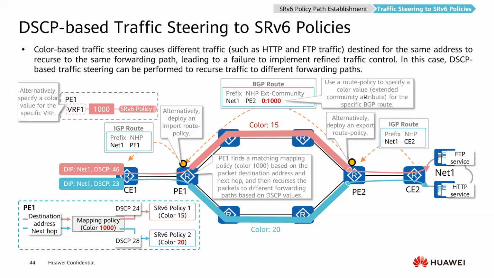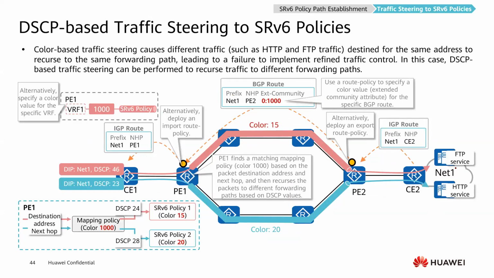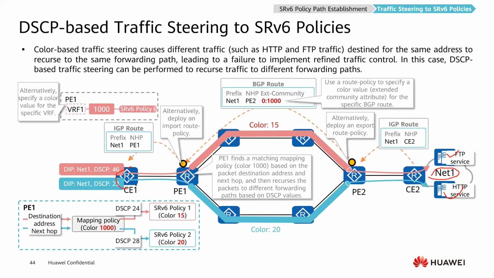For color-based, let me directly look at this network 1. For example, in this network 1, I have 2 services, FTP services and HTTP services. They are all in network 1. If we use color-based, it means from CE1 to this network, they will always go into the same SRv6 policy.